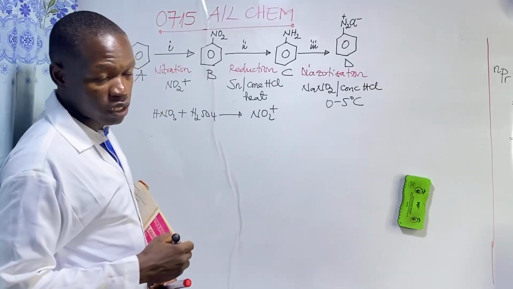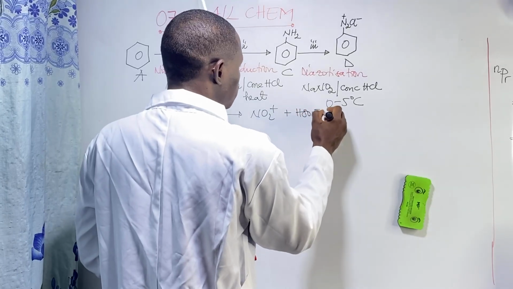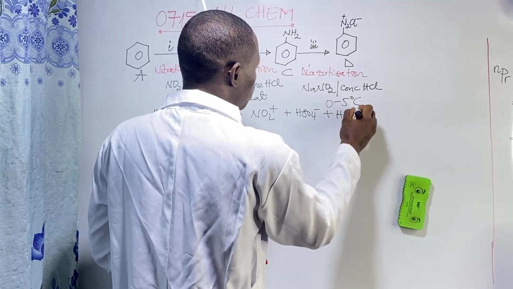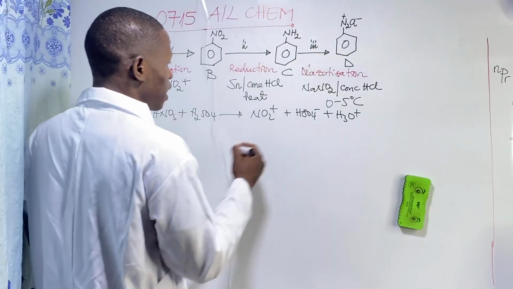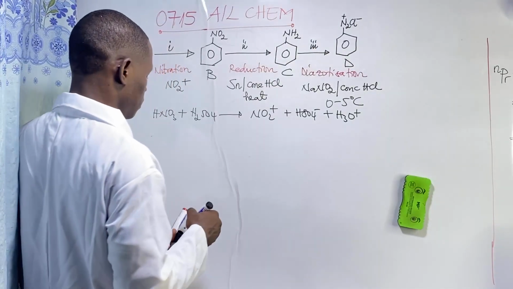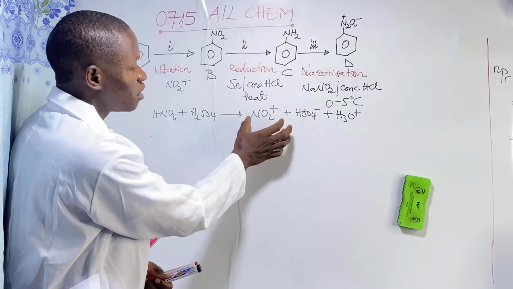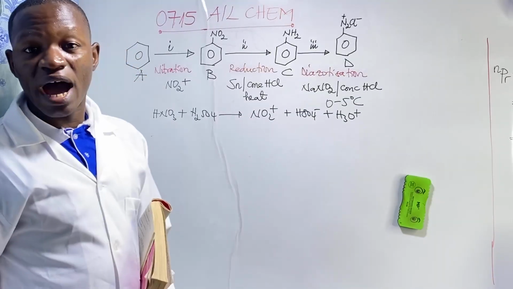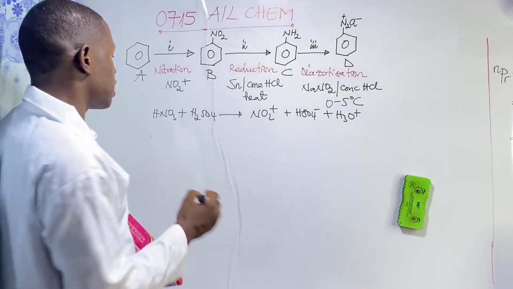As we said, nitric acid is going to react with sulfuric acid to form our main product, the electrophile. It will also form hydrogen sulfate and the hydronium ion. You balance the equation. Next, the nitronium ion is going to attack. This is our electrophile. It will attack the benzene ring.